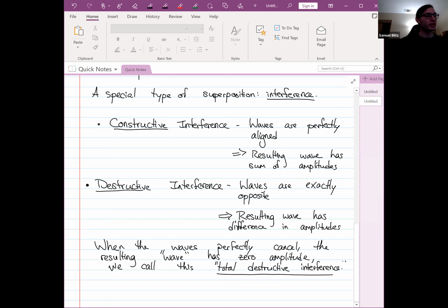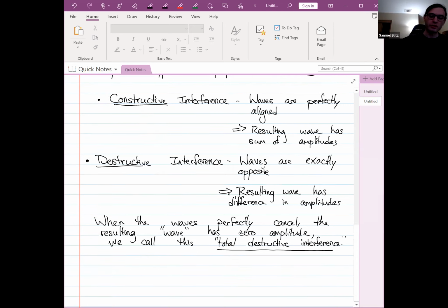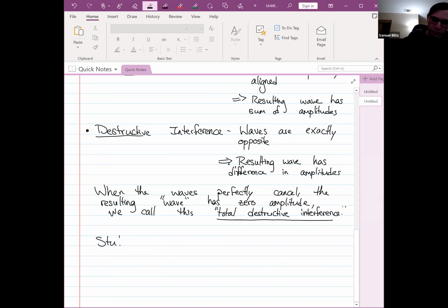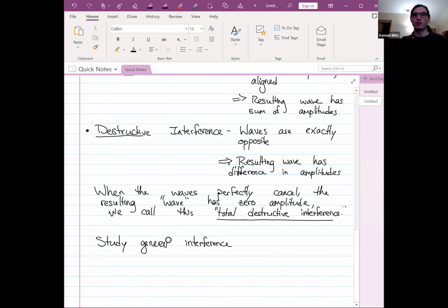So what we're going to do is study general interference between harmonic waves. The ideas will generalize to more general waves besides just harmonic ones, but it's easiest to study them when they're harmonics. We just have a formula for it. So we're going to do that now.